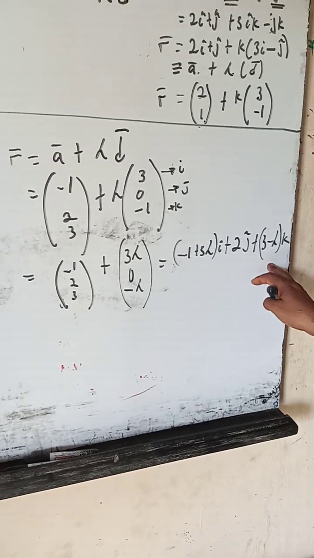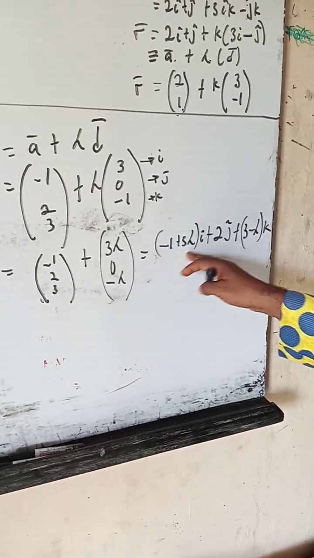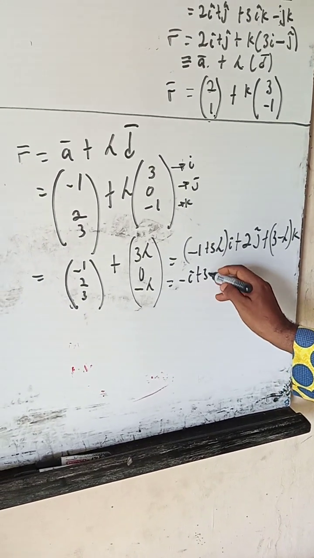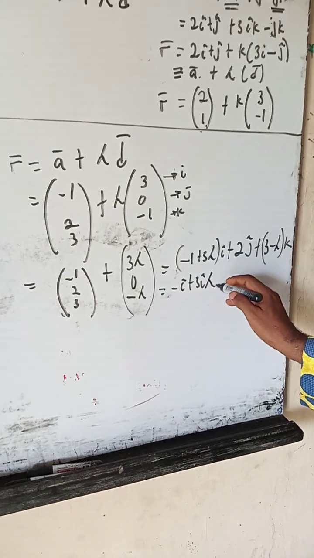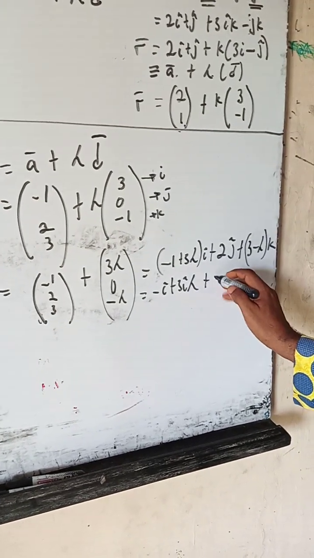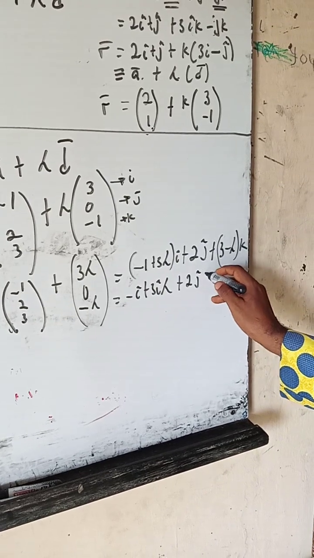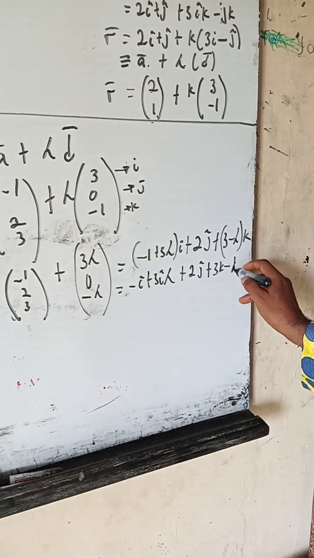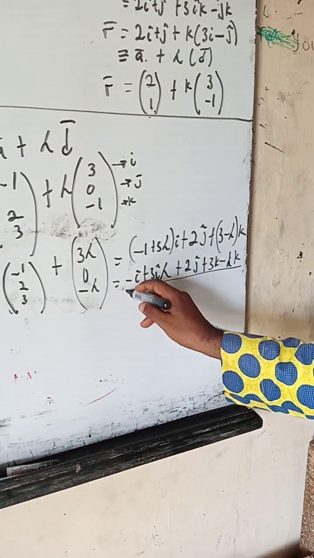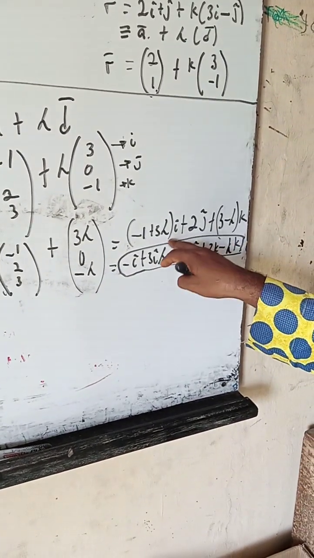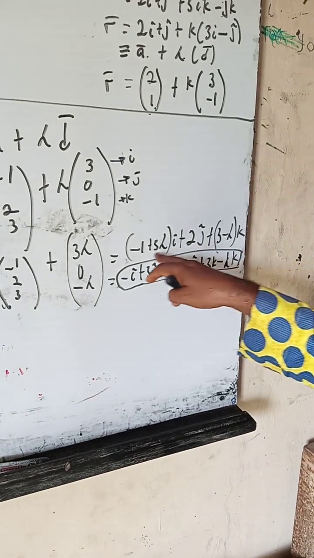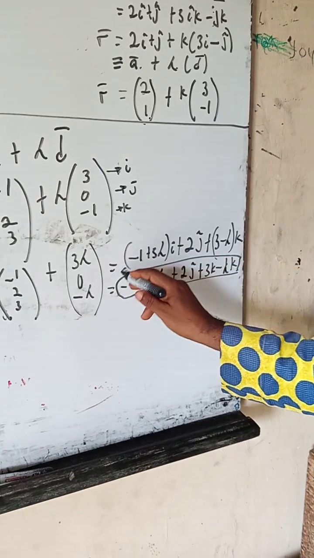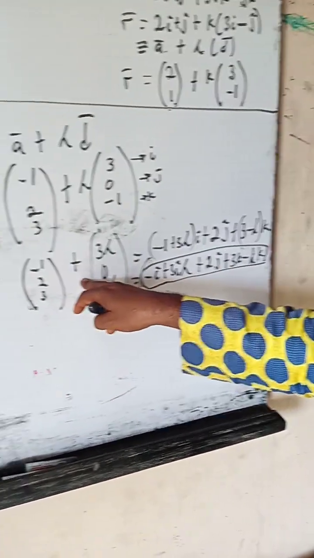So if we open this bracket out, we can have minus i plus 3i lambda scalar multiplication plus 2j plus 3k minus k times lambda multiplication. So if you don't multiply, if you leave it in this format, this is actually the vector equation of that straight line, which can be written in column form like what I have here.